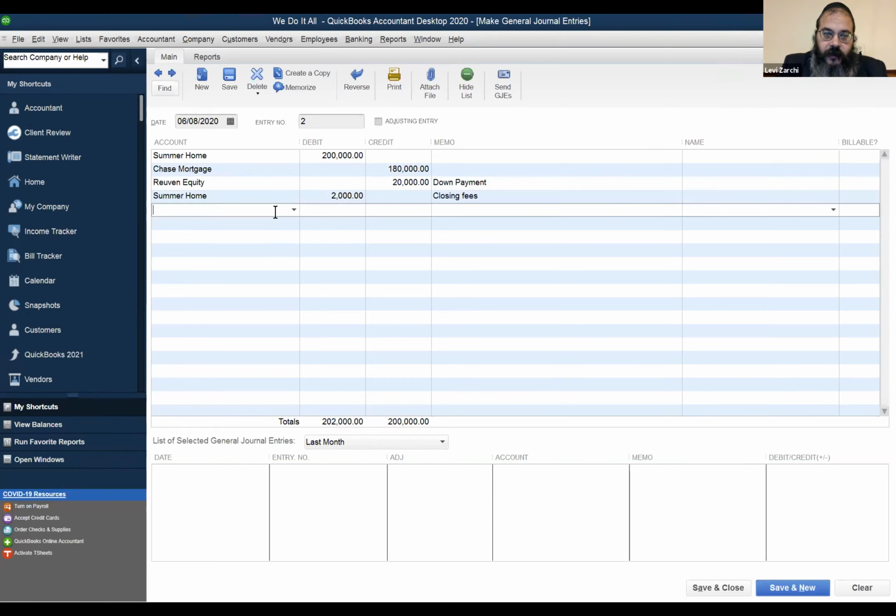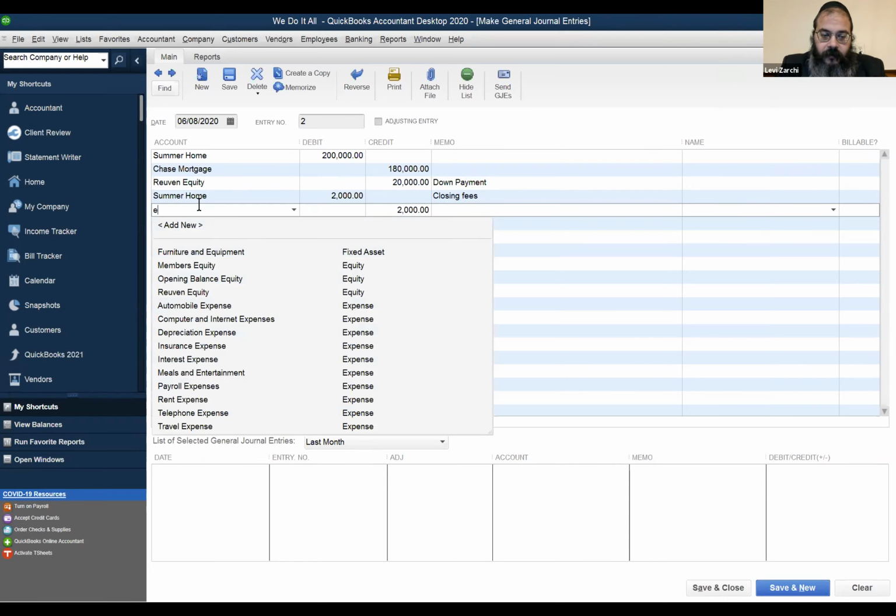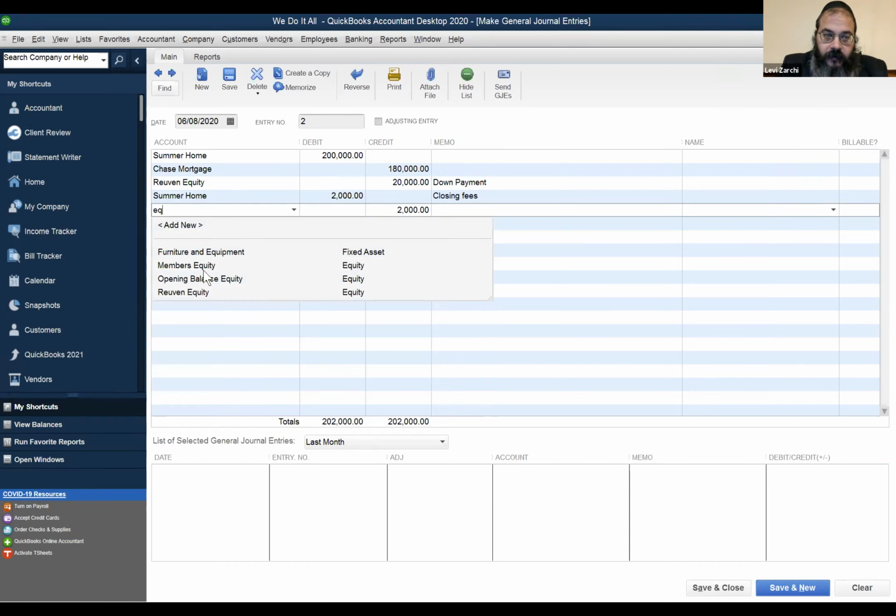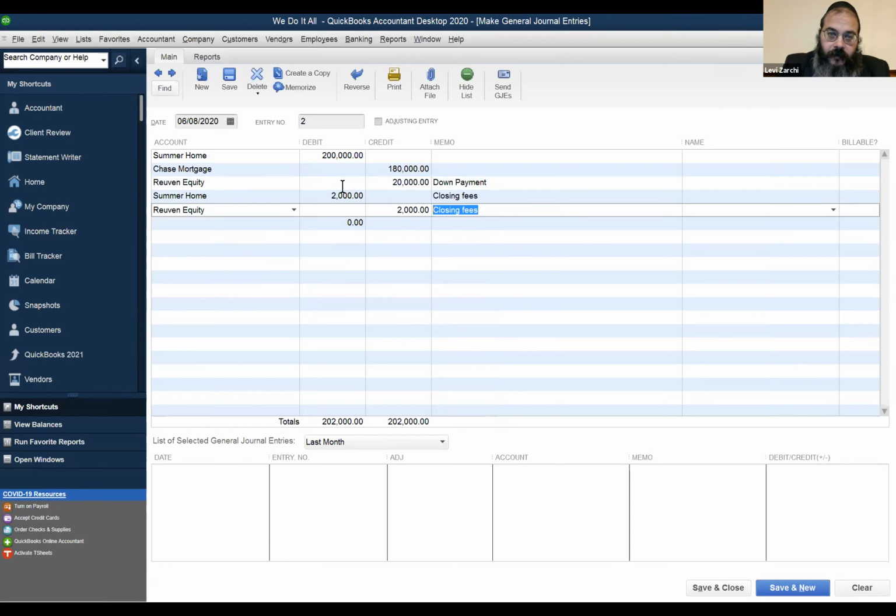When you click the next line, it's going to already bring down, you're going to copy and move it up. This is part of his equity. Reuven's equity is still going up at $2,000. You could keep the memo in both places. You could keep it on one side. That's totally up to you.